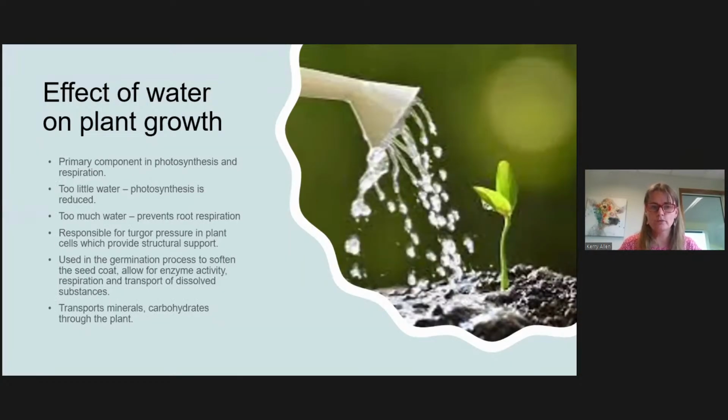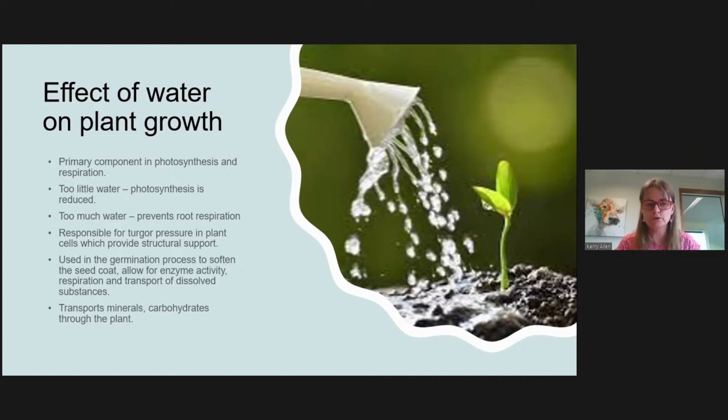Okay, effect of water on plant growth. As I said, it is the key component in photosynthesis and respiration. So too little water, photosynthesis is reduced. Too much water, particularly in the root zone, means that your plants cannot respire. So remember, plants take in oxygen, and that is in the same space that water takes in the soil. So you need to have the soil-water ratio balanced to ensure that you get some water but also some oxygen.